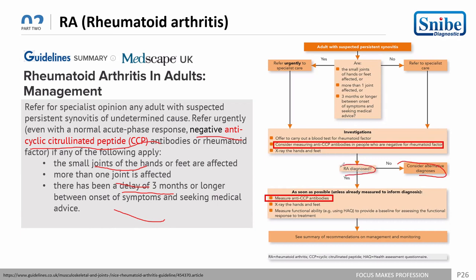If these three investigations support the diagnosis of rheumatoid arthritis, as soon as possible you have to inform the diagnosis, like measuring anti-CCP antibodies and X-raying the hands and the feet. This can lead to the recommendations for the management and monitoring of rheumatoid arthritis.